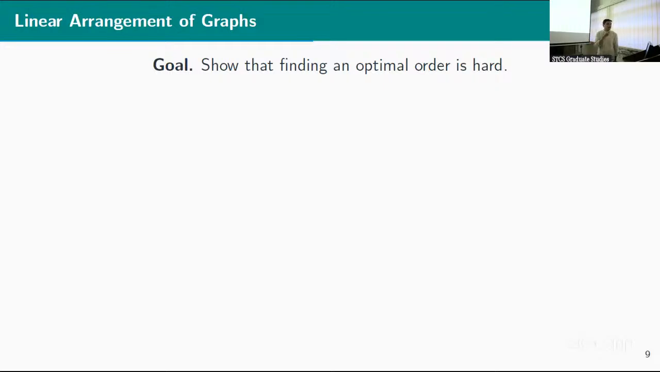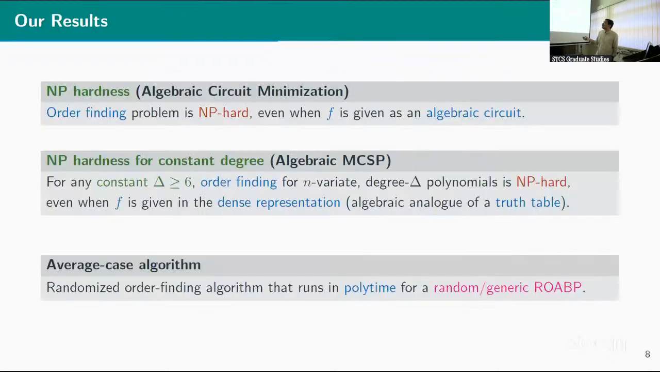I still get confused on the last one. If you're given a generic ROABP, then order finding is the decision version, right? But order finding is a search problem. When he's writing the last one, I think he means a search problem. Yeah, I probably should have used different words. So that problem is more like ROABP width, and this is the order finding.